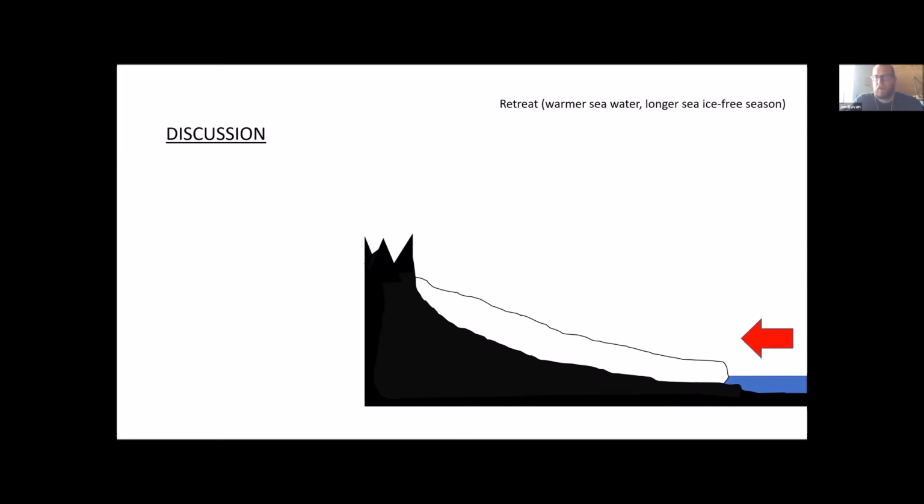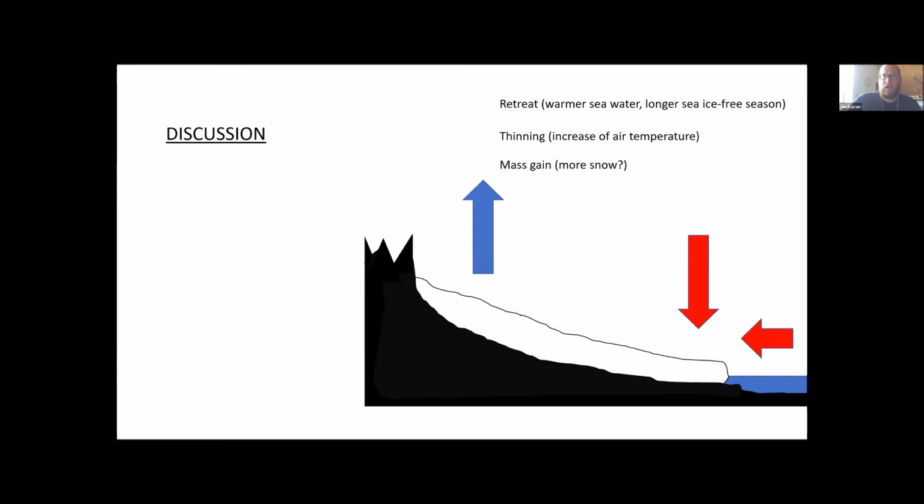the retreat is probably driven by warmer seawater or the prolonged sea ice-free season. The thinning of the glacier is probably related to the increase of air temperature. And the question is why the upper parts are gaining mass. So probably there is more snow during the winter. So basically the glacier changed its geometry in such a way.